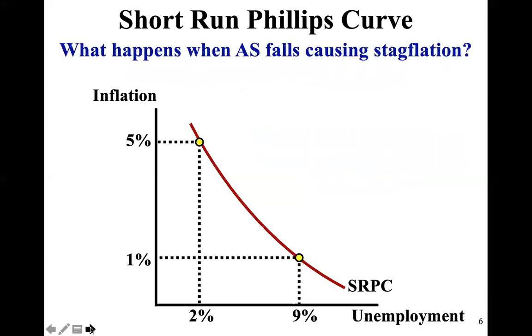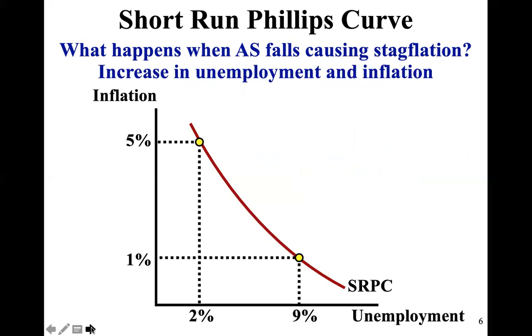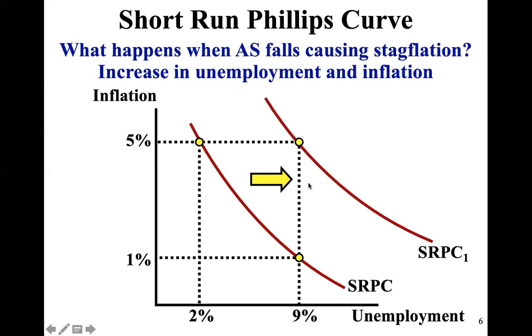Okay. What is going to happen if there's an aggregate supply shift? If there's a decrease in aggregate supply and we have stagflation in the economy, stagflation means high prices and stagnant growth. What's going to happen to the Phillips curve? Well, think about it. You already know this, right? If there's an increase in unemployment and inflation, we can't move along the curve, right? Because the curve is showing an inverse relationship. So if both unemployment and inflation increase, then the curve must shift outward.